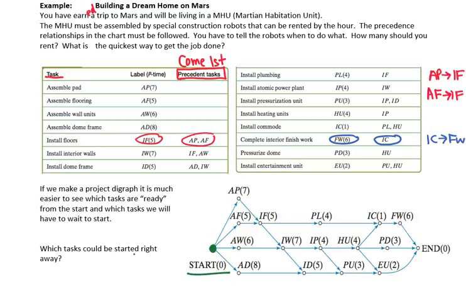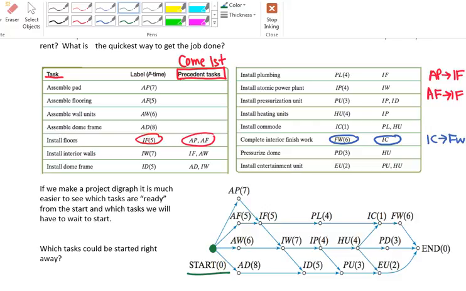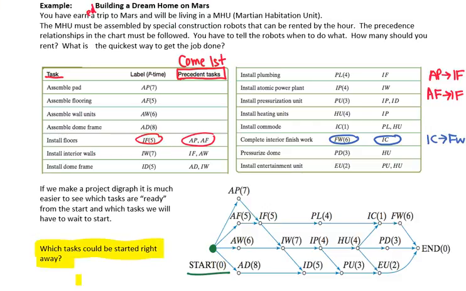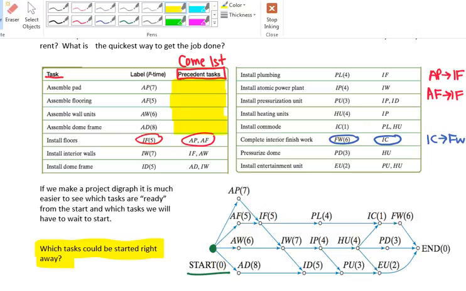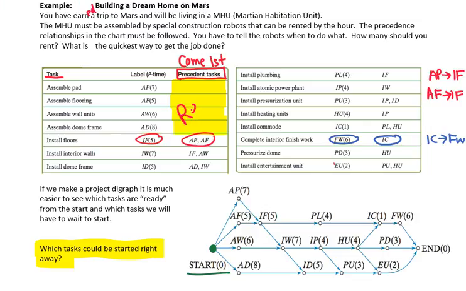And then you say which tasks can be started right away. And the ones you want to look for are the tasks that have no precedence relationships. So I look, there's nothing in front of assemble pad. There's nothing more important than assemble floor. There's nothing more important than assemble the wall units. And there's nothing more important than assemble the dome frame. There's no precedent relationships there. So that means that these tasks are all ready tasks. So when we're looking at our start, AP, AF, AW, and AD could all be started right away. So I would draw an arrow, an arc, and create a vertex for each of those tasks.